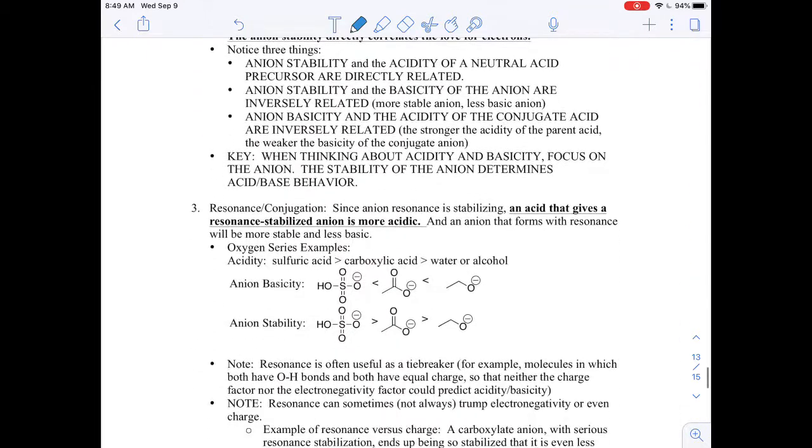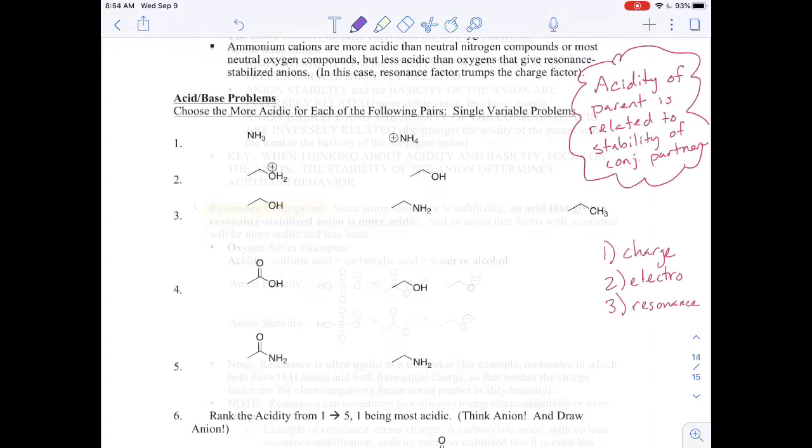And then finally, resonance is important. We'll talk about that, but if there's resonance, that means your bonds can move around and you have some stability, but that's going to be more of a tiebreaker. So let's look at some examples.